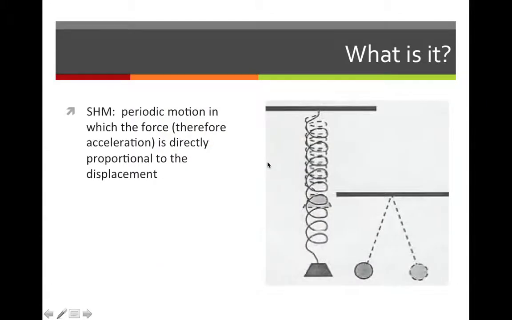Okay, and the definition is periodic motion where the acceleration is directly proportional to displacement. And what that just means is it never changes. Notice I have a picture of a pendulum here.